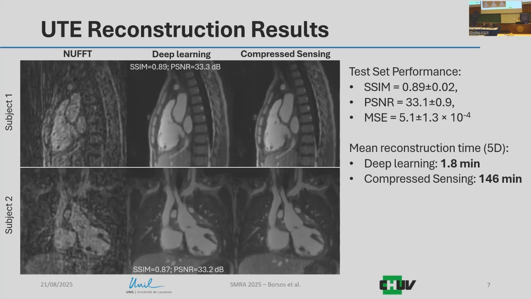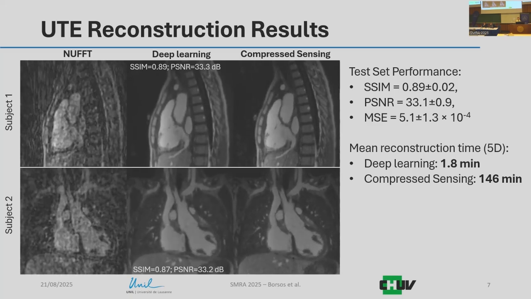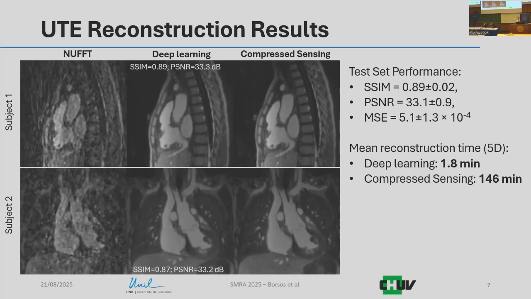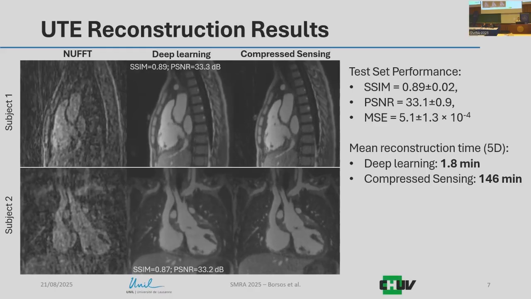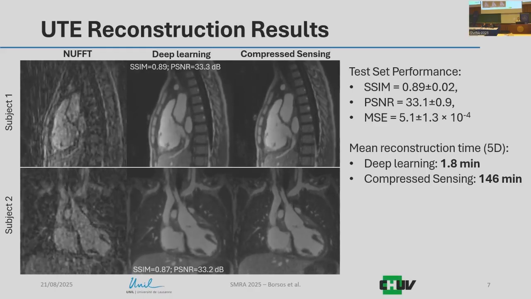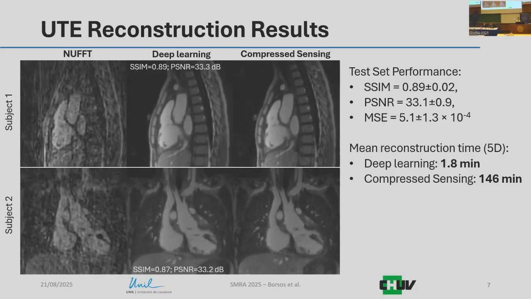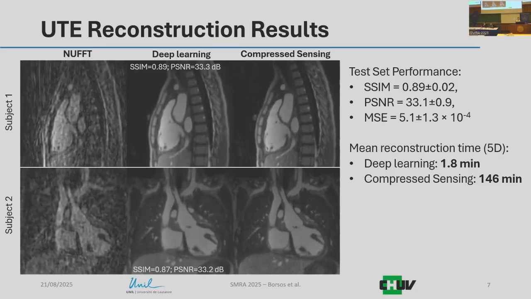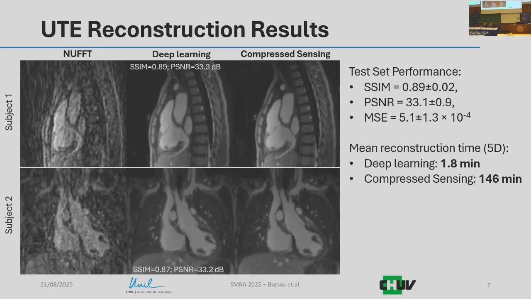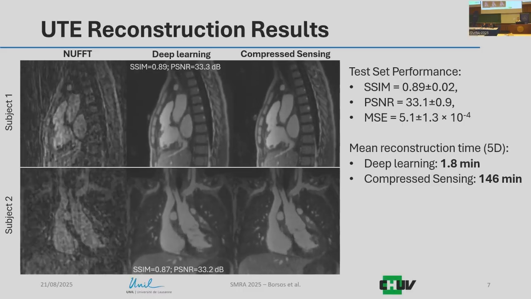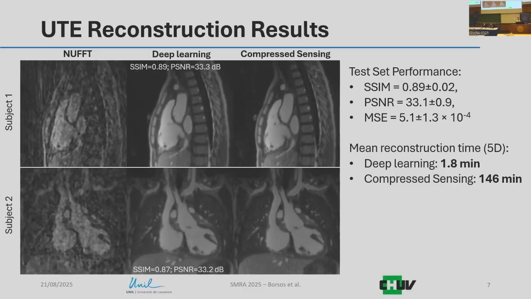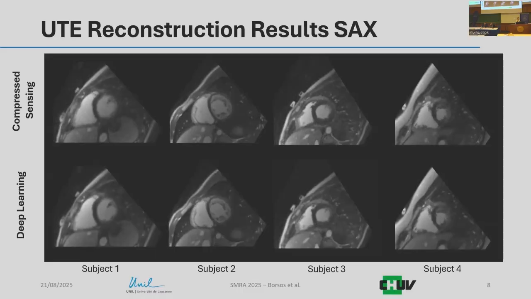But more importantly, we can actually now do so while significantly reducing the reconstruction time. As opposed to taking on average about 2.5 hours to reconstruct one of these 5D volumes with compressed sensing, our deep learning approach can achieve similar image quality in less than 2 minutes. And that's really exciting for us because that sub 2-minute time frame is now something that becomes very feasible in the clinic.